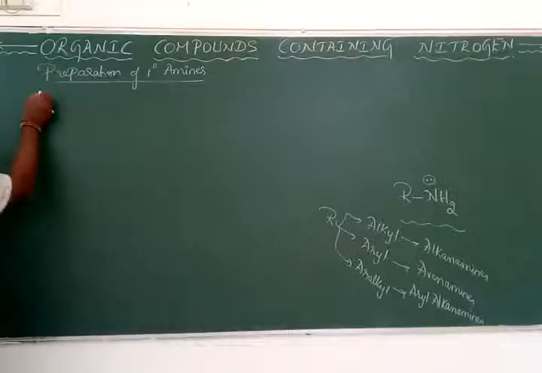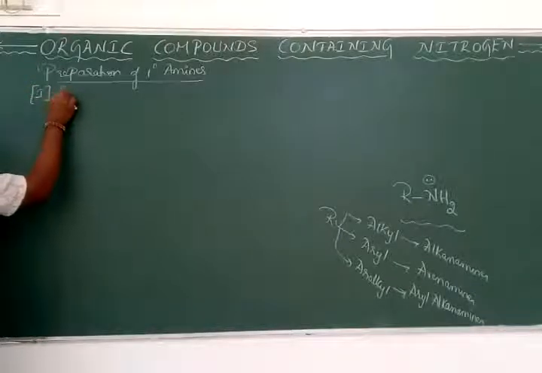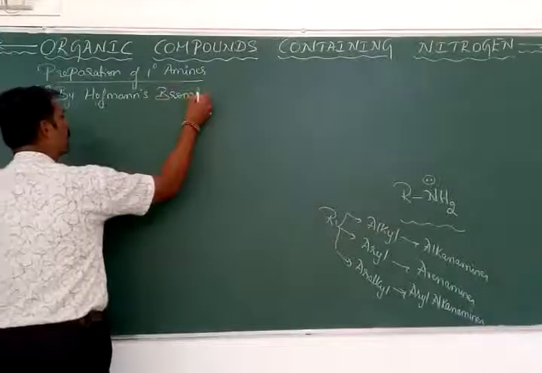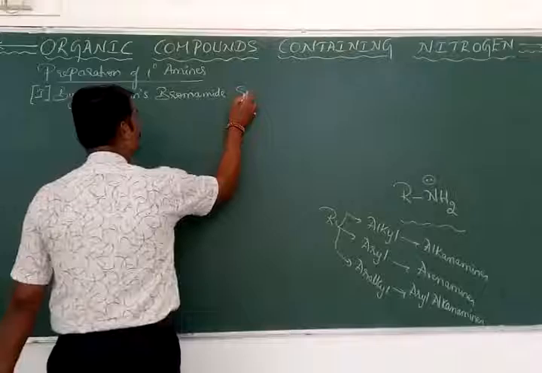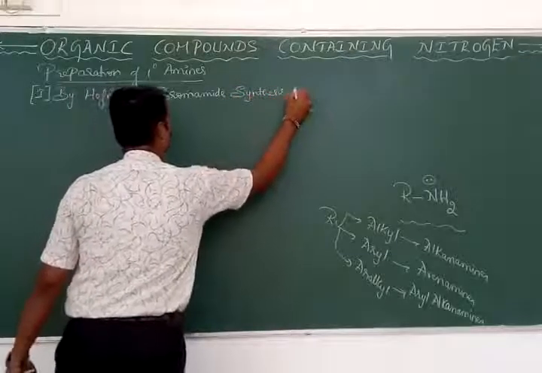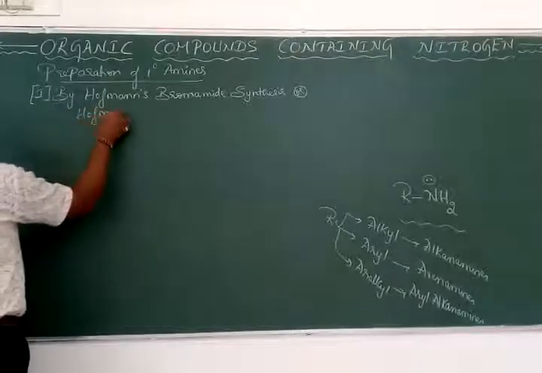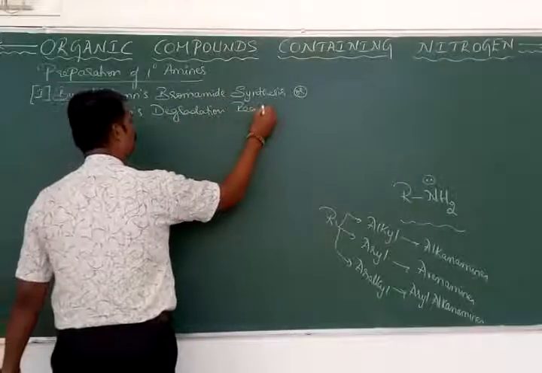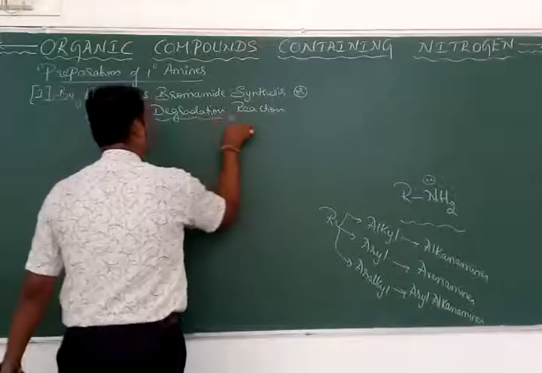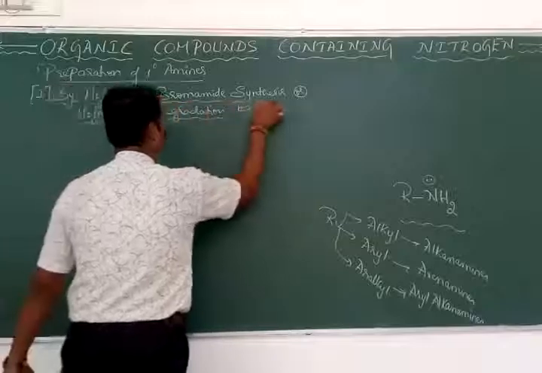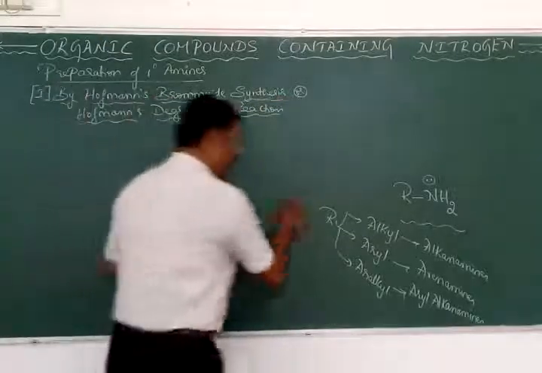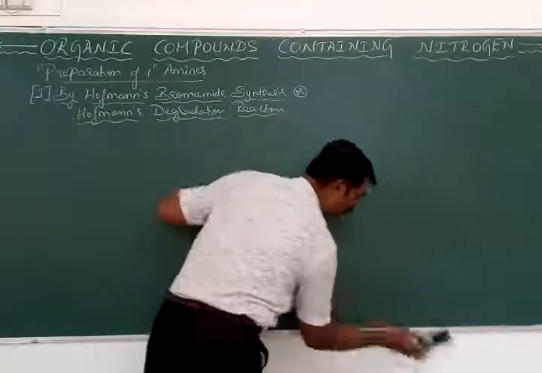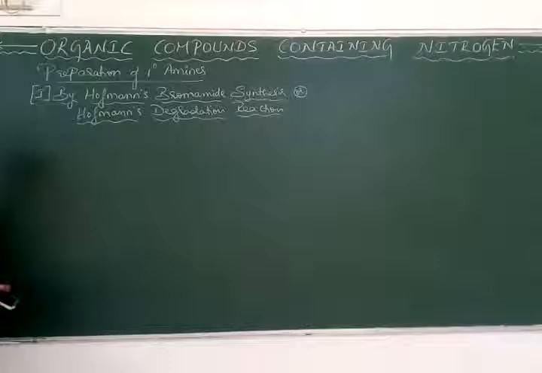Let us start with the first one, Hoffmann's bromamide synthesis. Sometimes it is also called Hoffmann's degradation reaction. Either it is called Hoffmann's bromamide reaction or sometimes Hoffmann's degradation reaction. Then, how to prepare primary amines by this named reaction, Hoffmann's bromamide reaction, also called Hoffmann's degradation reaction?